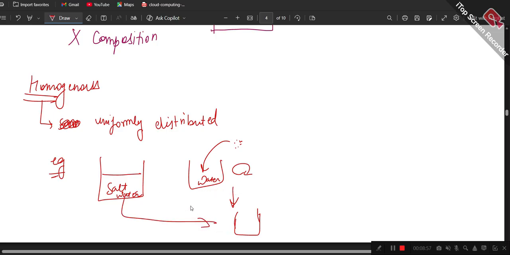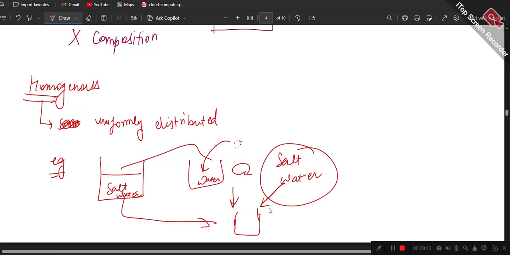Roughly, we are not able to see a clear distinction between different participating substances. Here we have two participating substances, salt and water, but together they amalgamate in a way that we are not able to differentiate them, and we are not able to separate them by physical means, of course. So this is what is known as homogeneous.